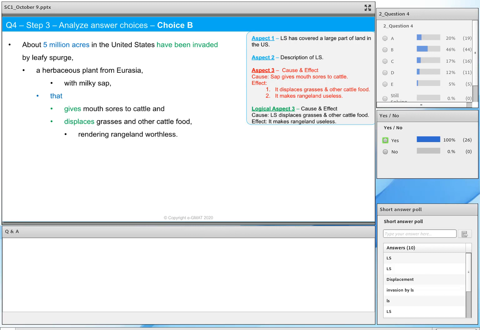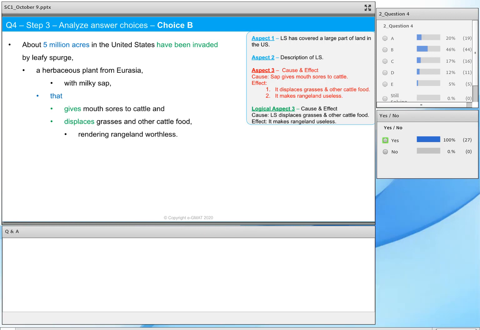46% of the class landed up on choice B. Okay. Now let's see whether we did that for the right reason or not. What I'm going to do is request all of you not to pose any questions at this moment. That's why I've taken away the short answer poll also. Pay attention to the analysis. That's when you will understand why choice B is the correct answer.